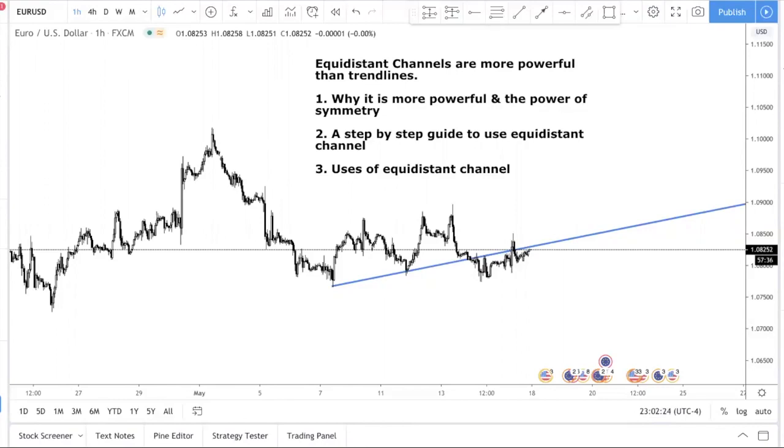Number two, I'll talk about a step-by-step guide to use the Equidistant channel. I don't just want to share with you why it's powerful, but I want to show you exactly how you can do it, because I don't want you to assume how to use it. You don't just watch any other YouTube videos and apply it wrongly, because if you apply it wrongly, then it doesn't help. There's a correct way to apply it and a wrong way. So in this video, I'm going to show you exactly how you can apply this Equidistant channel into your trading.